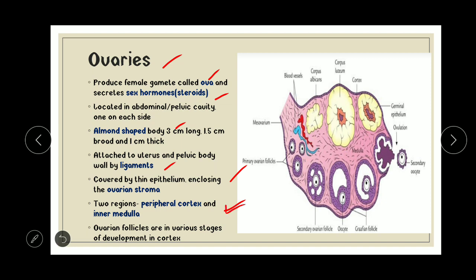The peripheral part, that is the outer part, is the cortex, and the inner part is the medulla. And you can see in the diagram the ovarian follicles at various stages: first the primary ovarian follicle, then the secondary ovarian follicle, and the oocyte. All of these we will see in detail in oogenesis. So you must remember the central part is called the medulla, the peripheral part is the cortex, and it is attached to the pelvic body and uterus by ligaments, along with its shape, size, dimensions, etc. This diagram shows the cross section of the ovary.